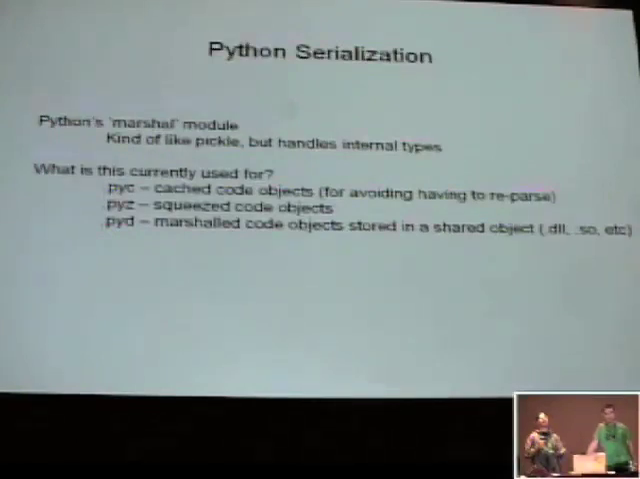Marshal is normally used for serialization of code objects, and you'll see it in a .pyc file. It's pretty much a magic value, a timestamp, and the serialized code object. They use that to avoid having to recompile the source code, for speed reasons. There was also, I think in Python 1.4 or something like that, a developer who used marshal to develop what's known as a squeezed object. Its extension is .pyz, and that later evolved into the PYD format, which is what we analyzed specifically for this presentation.